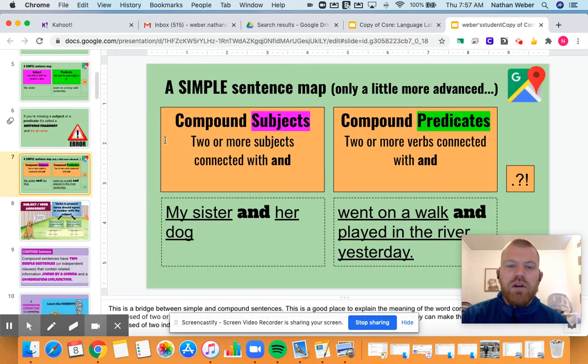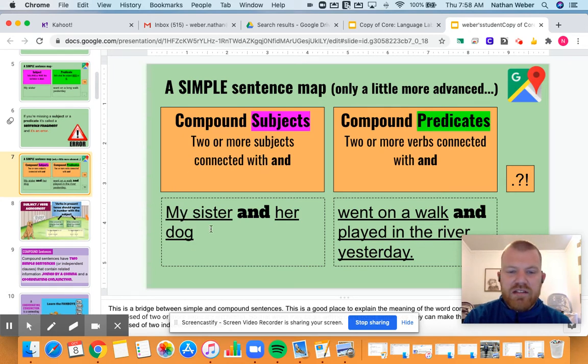All right, so now we're going to talk about compound sentences. It's just a simple sentence with a little bit more advanced. It's a compound subject and a compound predicate. So this is a compound sentence map. It'll have a compound subject and a compound predicate. So a compound subject has two or more subjects and it's connected with an and. So the two subjects are connected with an and.